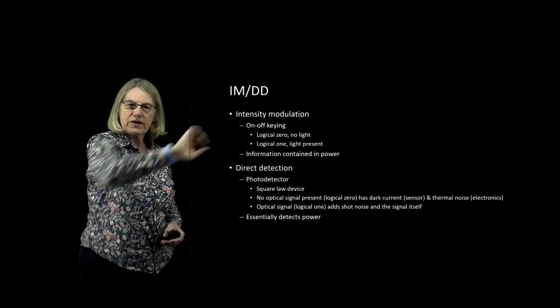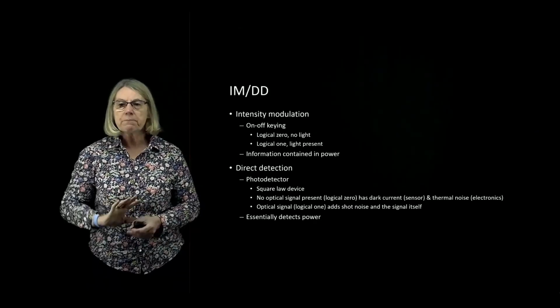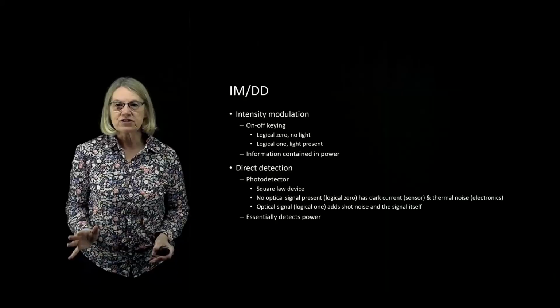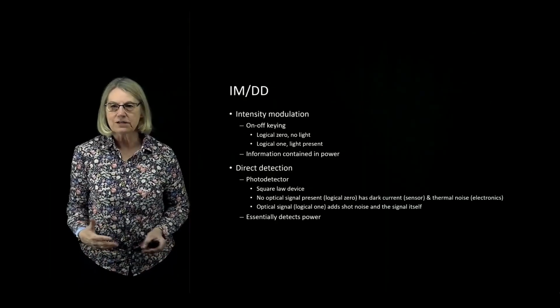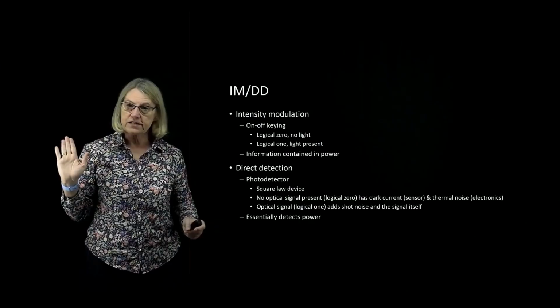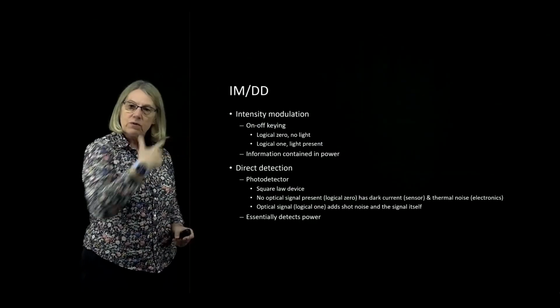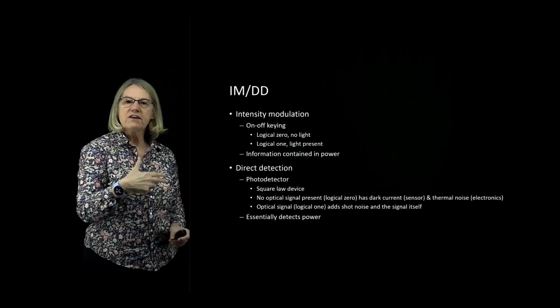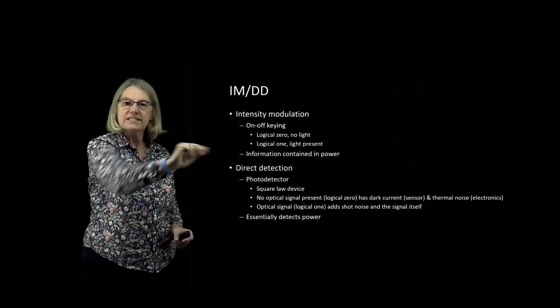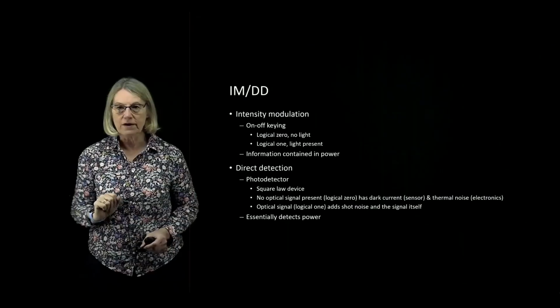So let's start with the transmitter side, where we're talking about intensity modulation. The simplest example of intensity modulation is for binary data transmission. In this case, the logical 0 will send no light, no power. For a logical 1, we will send light, and essentially the information is contained in power. No power, logical 0; power present, logical 1.